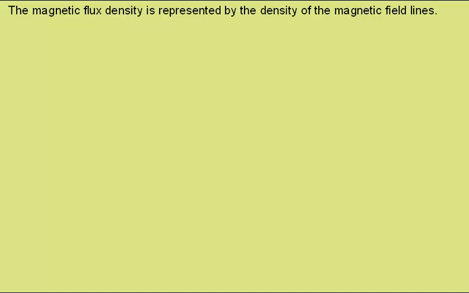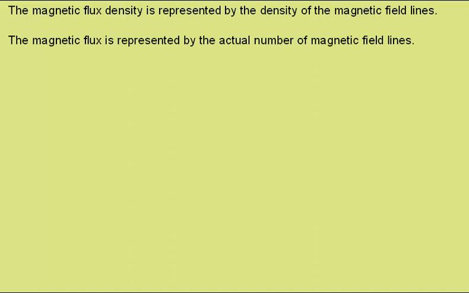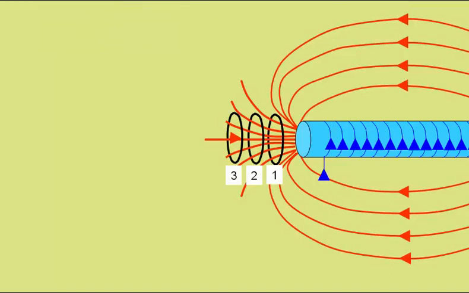The magnetic flux density is represented by the density of the magnetic field lines. The magnetic flux is represented by the actual number of magnetic field lines. Here we have the end of a solenoid producing a magnetic field as shown, and here we have 3 rings, each of equal area A.